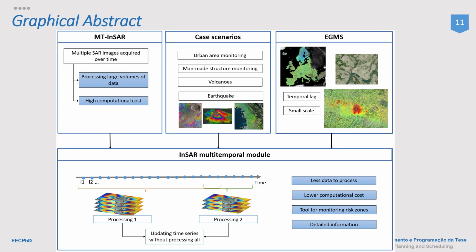European institutions have invested a lot in developing a monitoring system based on InSAR, which is a testament to its technical importance. The European Ground Motion Service provides ground motion information for various applications, but its updates are slow, with a temporal lag of about 6 months, and this information is at a small scale.